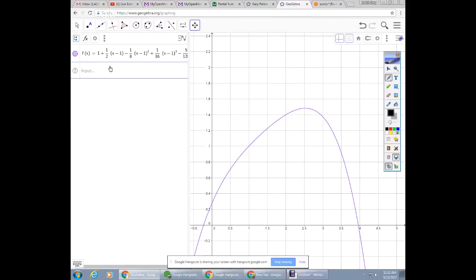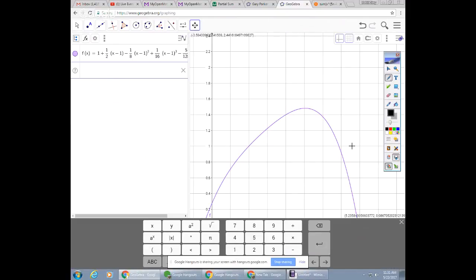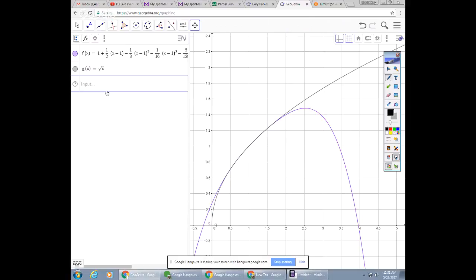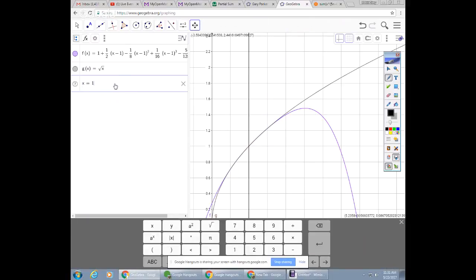Does that look like the square root? Let's see. SQRT of x. Hey, look at that. And double check. X equals 1 is my center. Oops. X equals 1. Yeah, I'm pretty tight at x equals 1, and then it starts to deviate either way.